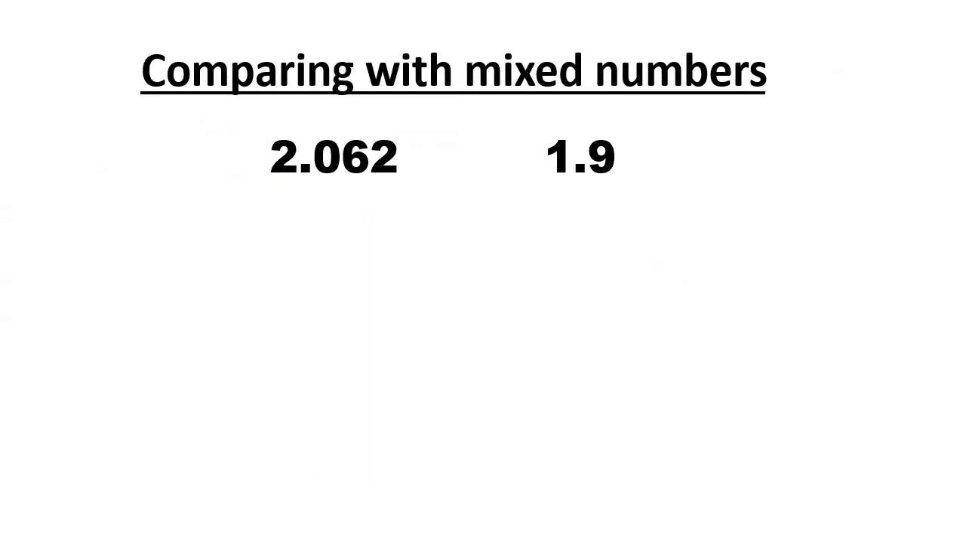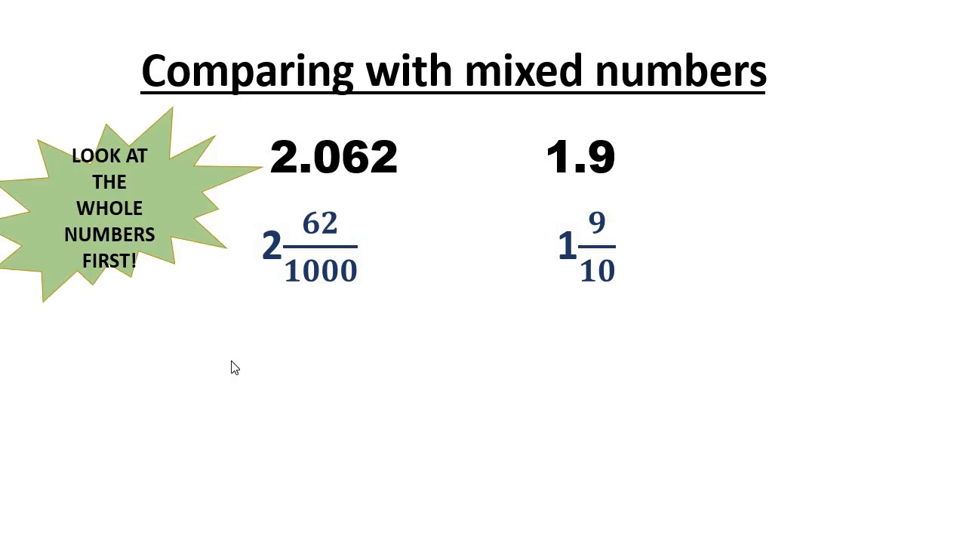Now let's consider one that has mixed numbers. We have 2 wholes with 62 thousandths compared to 1 and 9 tenths. Now, in this case, before we even start adding zeros to the end, remember we talked about looking at the whole numbers first.